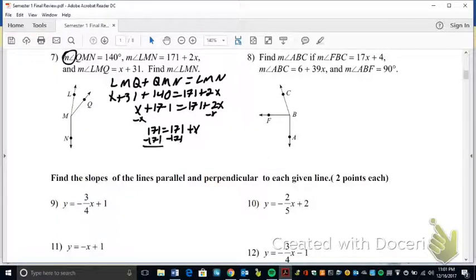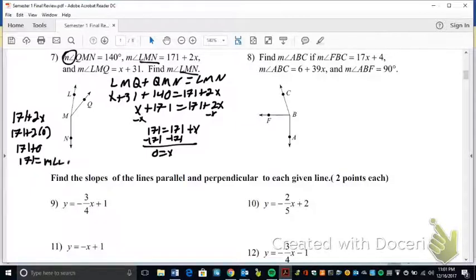Subtract 171 and check it out. X equals 0. Again, we're looking for LMN. So we go 171 plus 2x, 171 plus 2 times 0, 171 plus 0, or 171. And that's your answer. The measure of angle LMN equals 171 degrees.